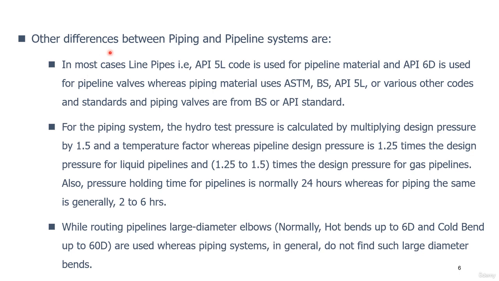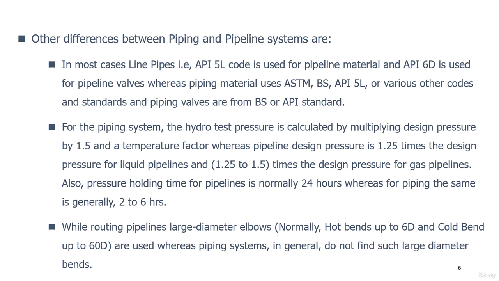Now, in most cases, line pipe or the API 5L code is used for pipeline material, and API 6D is used for pipeline valves, whereas piping material uses ASTM, BS, API 5L or various other codes and standards, and piping valves are from BS or API standards.